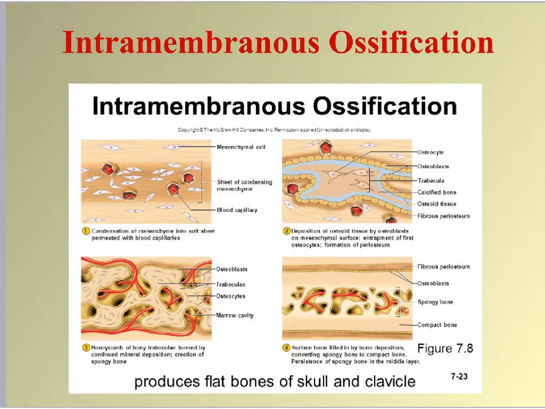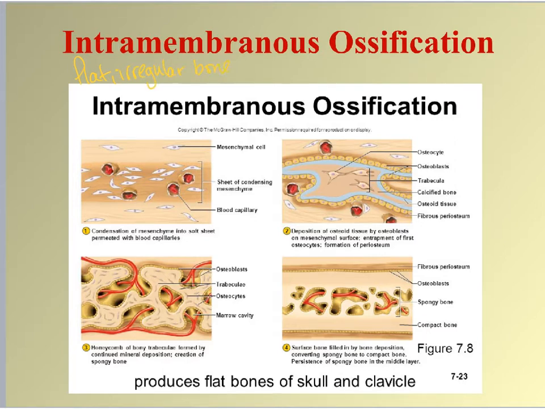So intramembranous ossification begins during fetal development at a point when certain areas of the developing body are made of just dense connective tissue. You don't need to know if it's dense regular or dense irregular. You can just say dense connective tissue. This type of ossification generally occurs in flat and irregular bones.